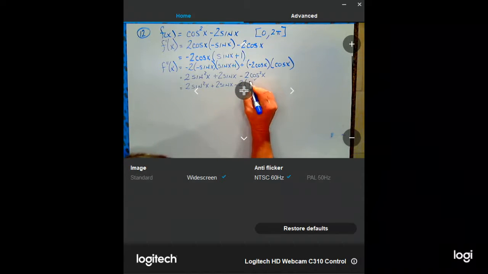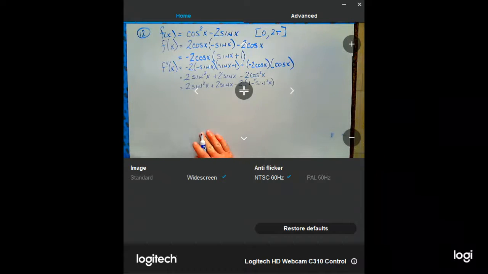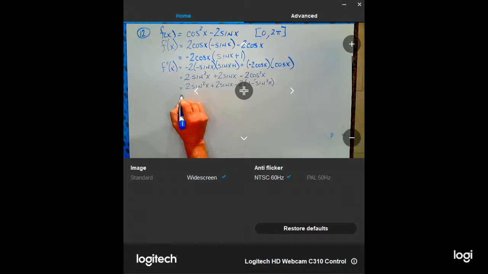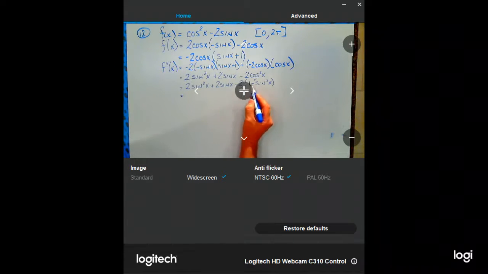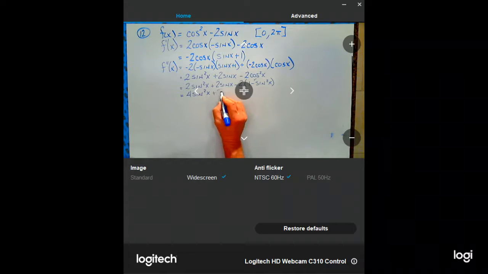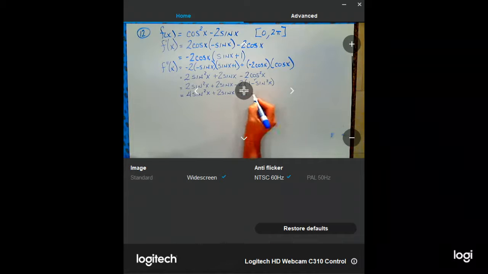Cosine squared is 1 minus sine squared, right? Is that correct? Since cosine squared is 1 minus sine squared, now we have everything in sines, and that's what we were shooting for here. So negative 2 times negative sine gives us a positive 2 sine squared. We already have a 2 sine squared. That's going to give us a 4 sine squared x. Here we're going to have a plus 2 sine x, right? And finally down here we're going to have minus 2.